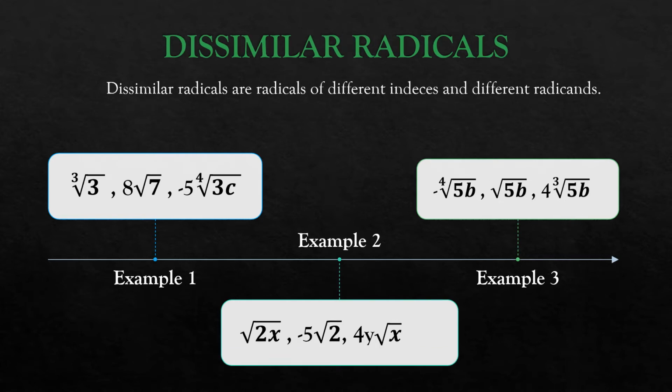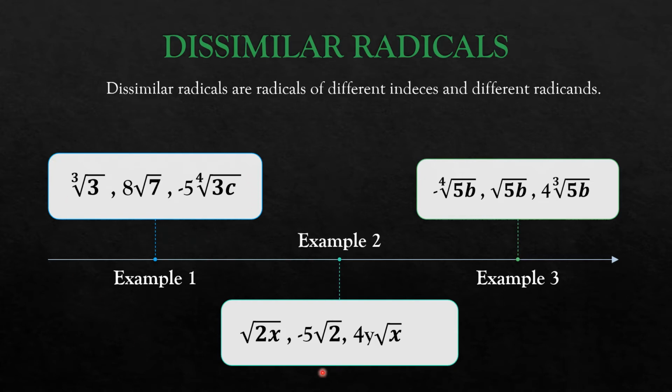Dissimilar radicals are radicals of different indices and different radicands. As you can see in our example 1, we have cube root of 3, 8 square root of 7, and negative 5 fourth root of 3c. Different indices, ang index po nito ay 3, ang index nito ay 2, ang index po nito ay 4. Magkakaiba po. Different radicands, ang radicand po nito ay 3, ang radicand po nito ay 7, and ang radicand po nito ay 3c. So, itong tatlong radicals na to, they are dissimilar radicals.